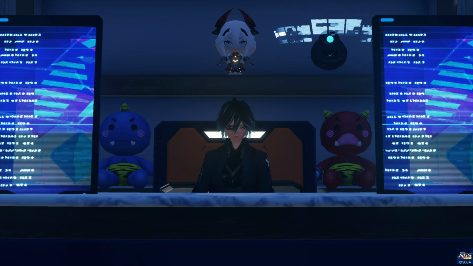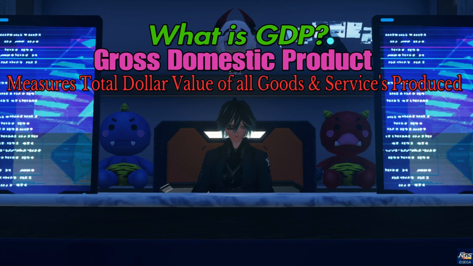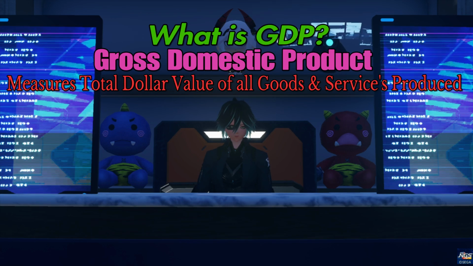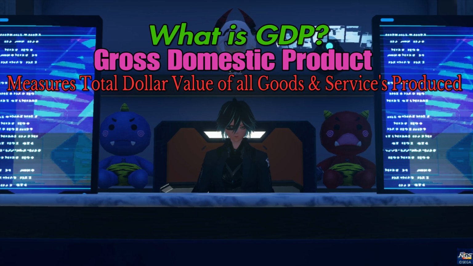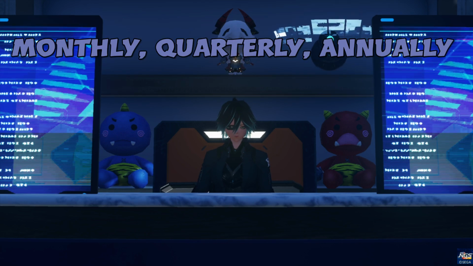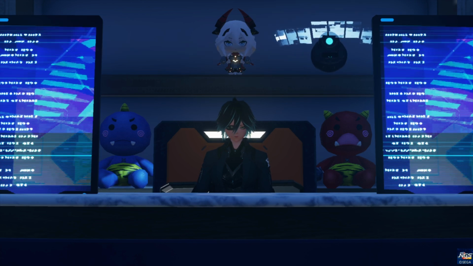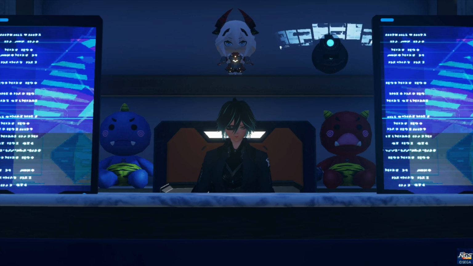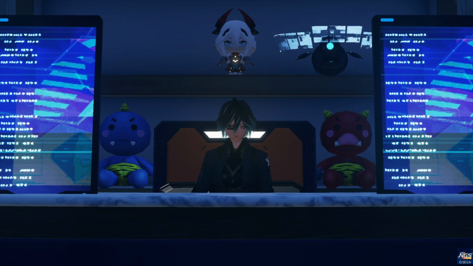So what is GDP? It's gross domestic product, which measures the total dollar value of all goods and services produced. It's measured monthly, quarterly, and annually. So it measures the production above all.